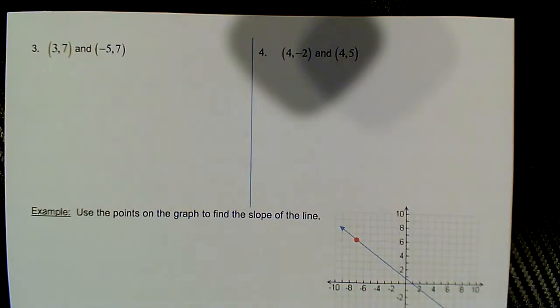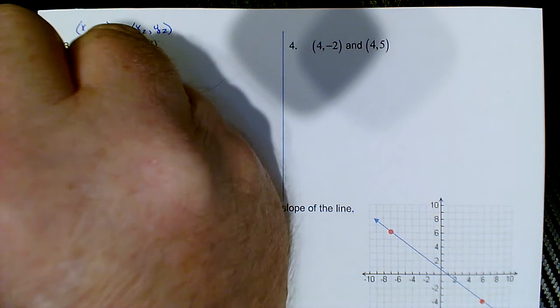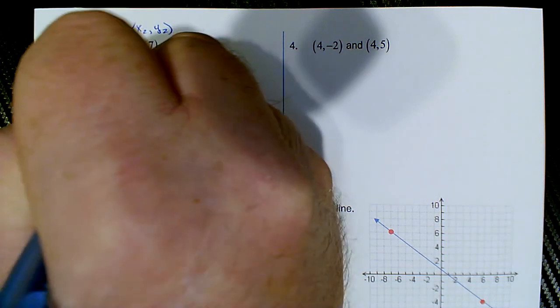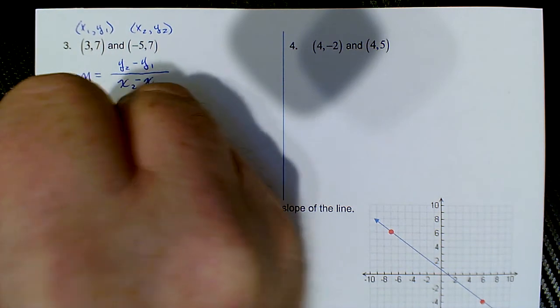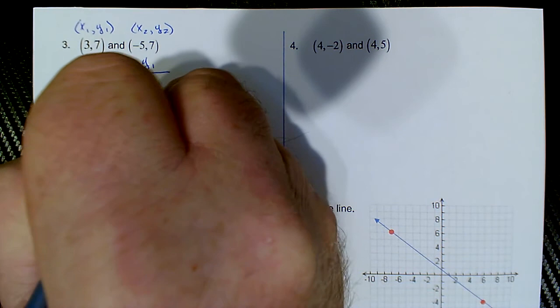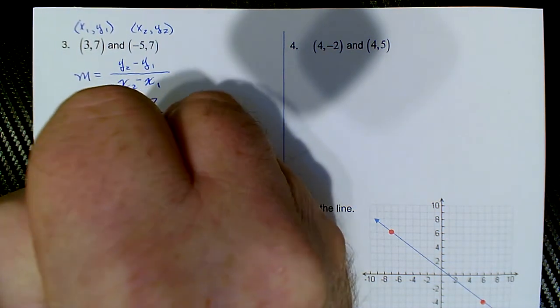So we get y2 is 7 minus y1 is 7 as well, over x2 minus 5 minus x1, which is 3. But notice that in the numerator we get 0, and in the denominator we get negative 8. Really doesn't matter because 0 divided by any number we know is 0. And basically what happens here, if we get a slope of 0, we should know right away that it's a horizontal line.